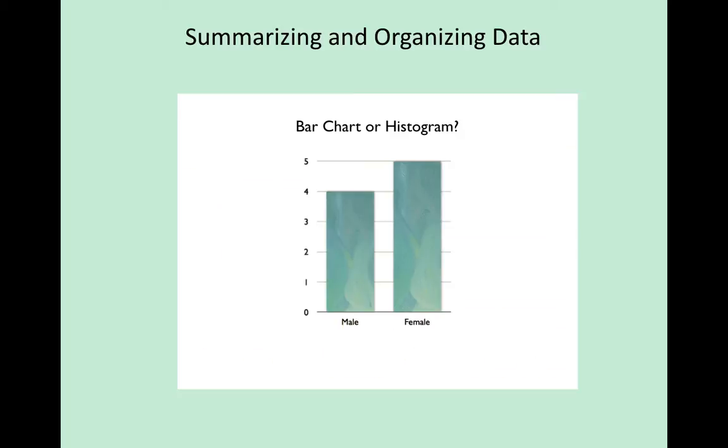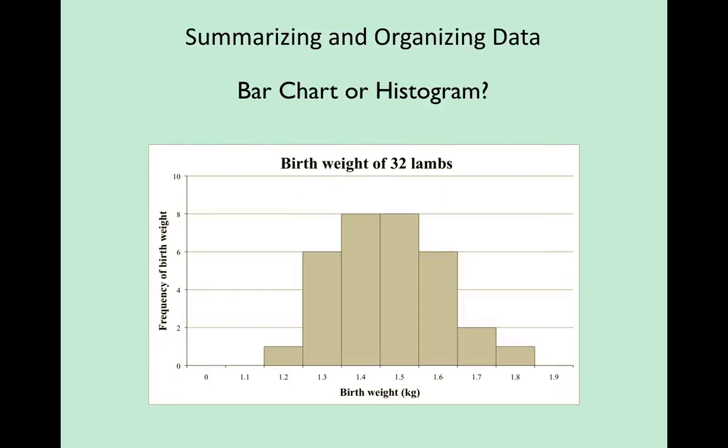Okay, what is this? Bar chart or histogram? If you said bar chart, you're right. How about this one? Bar chart or histogram? If you said histogram, you're right. Notice that the bars, the columns, are connected and they represent a continuous value for the weights of lambs in this case.